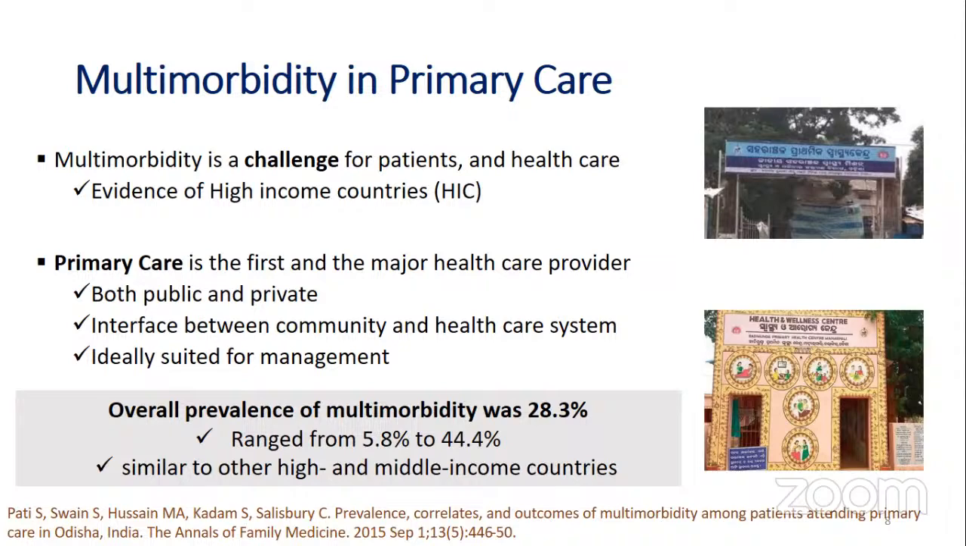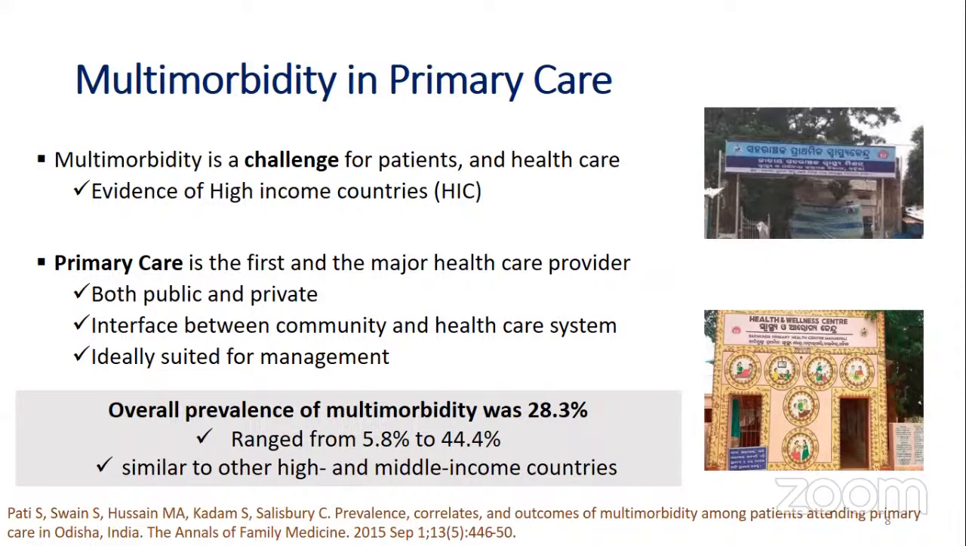So multimorbidity is a challenge for patients and healthcare also, because a lot of healthcare utilization will be there: frequent visits to the doctor, frequent lab investigations, continuous medicine is required. Moreover, primary care is the first and foremost and major healthcare provider for most of these patients, because India is mainly still a rural based country. So most of these rural people, or even in the cities, the first and foremost point of contact will be primary care, both at the level of public as well as private practice.